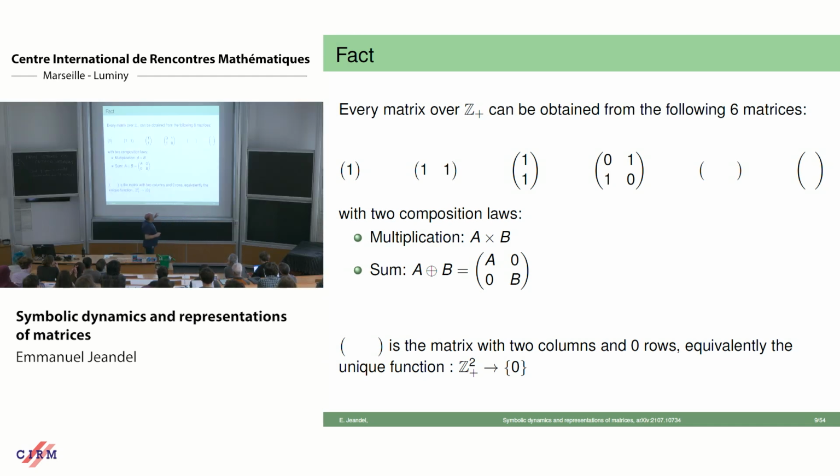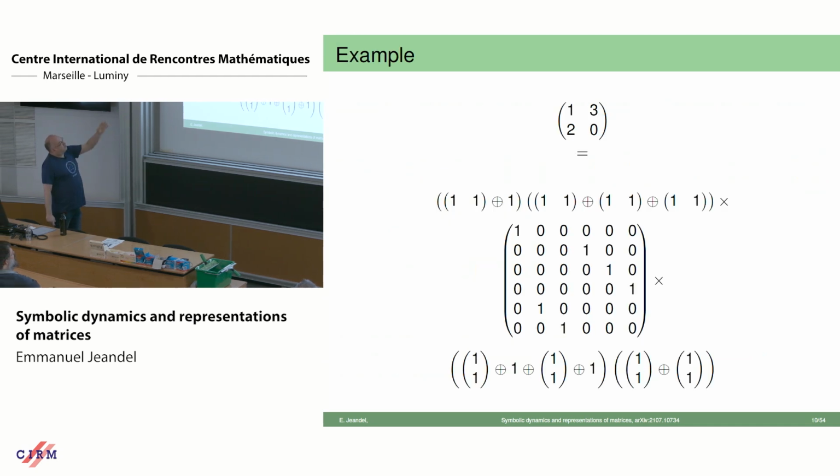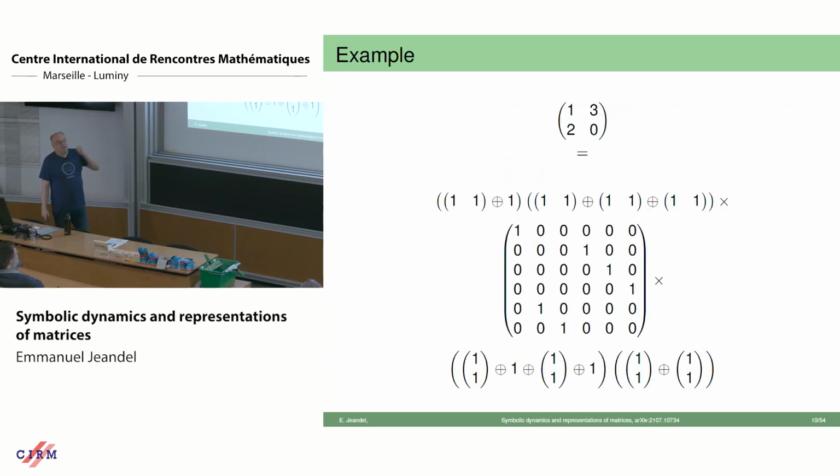Okay, so what are the other 2? The first one is just the 1-1 matrix with a 1, and then you have the 1-2 matrix with 2 1s, the 2-1 matrix with 2 1s, and the 0-1-1-0 matrix, which you can understand as a permutation of the 2 rows and the 2 columns. And this is quite obvious, because, for instance, if you take the matrix 1, 3, 2, 0, then you can write it like that. Okay.